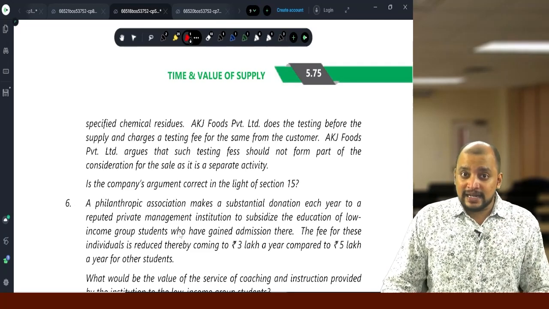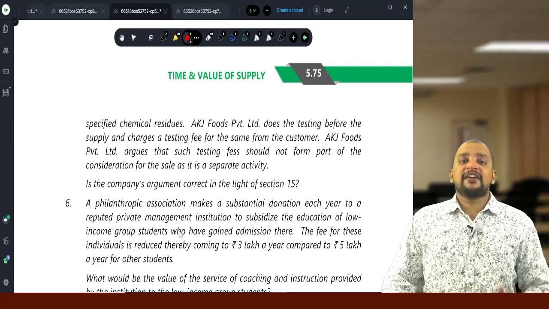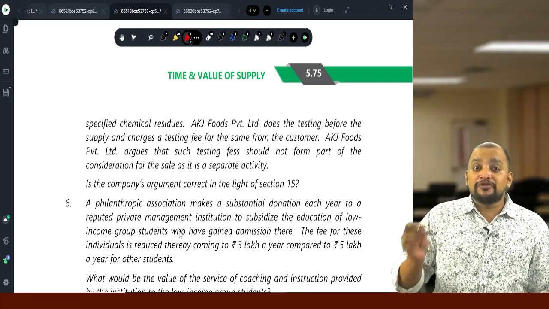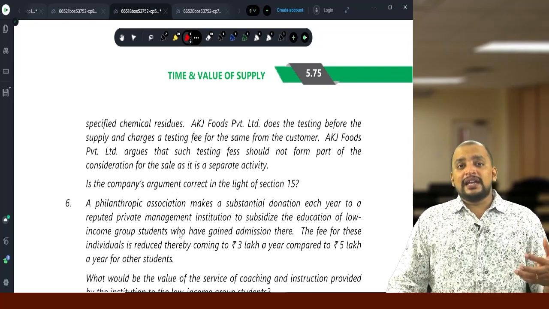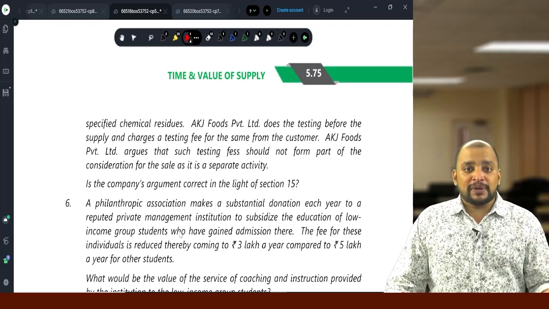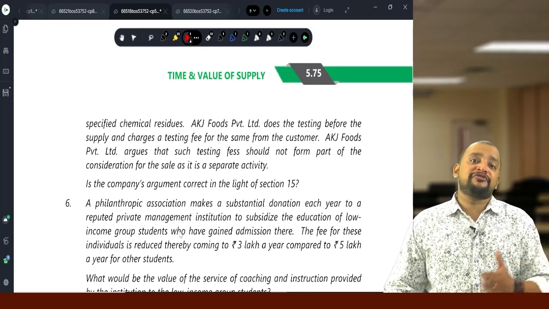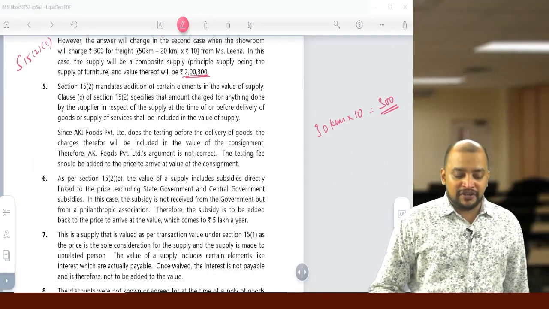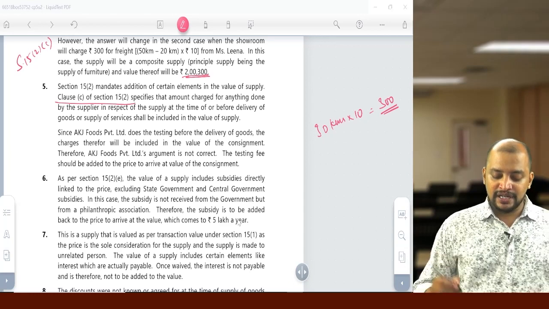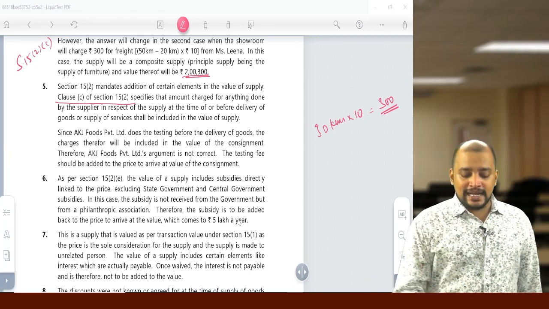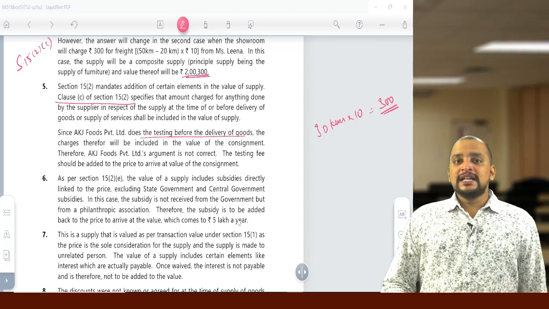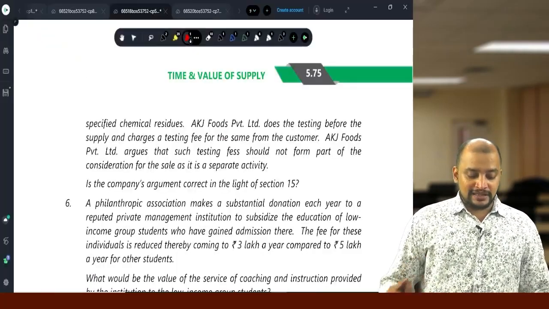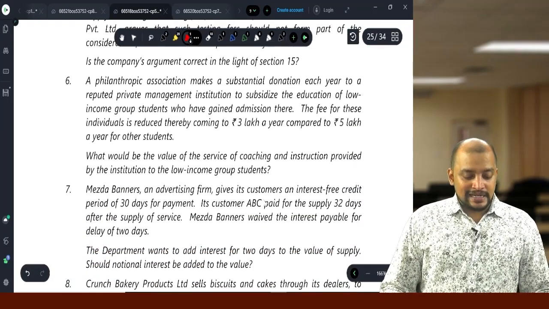Is this testing done before or after delivery of goods? We need to check. So this testing is done before delivery of the goods. So then any expenditure incurred by the supplier and charged to the recipient before or at the time of delivery of goods should be includable in the value in terms of 15.2c. Therefore, as the testing is done before delivery of the goods, the charges will be included in the value. Okay.